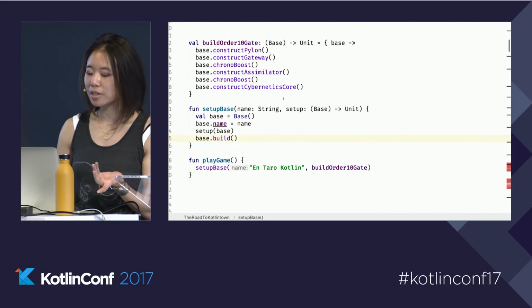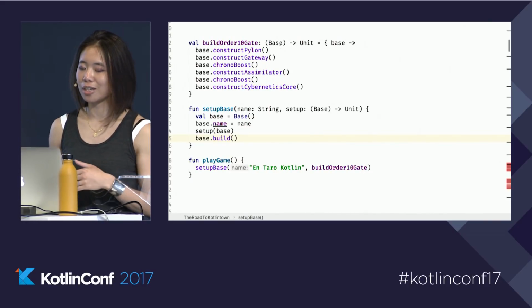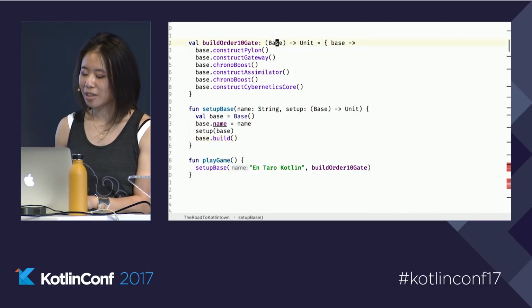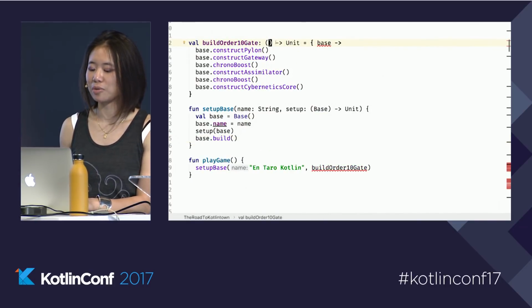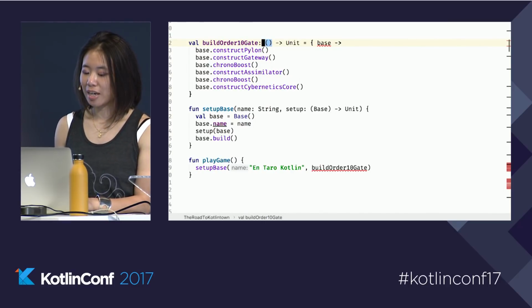So when you're actually taking, say, a lambda like this and turning it into a lambda with receiver, you can actually kind of think about it as, again, moving that parameter. So I'm going to move my base object outside of the parameter list and put it in front.